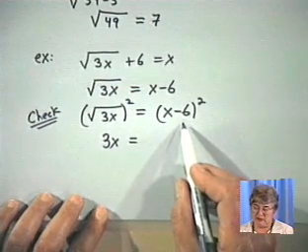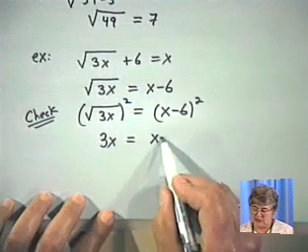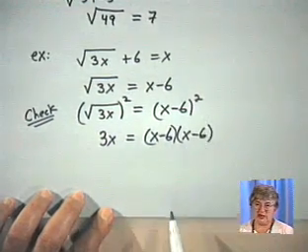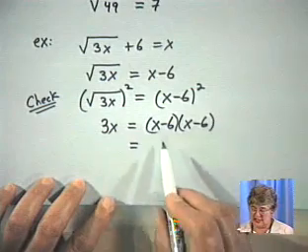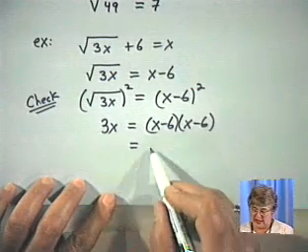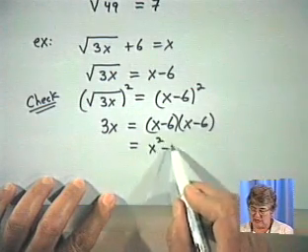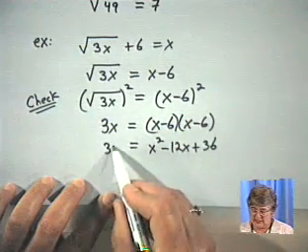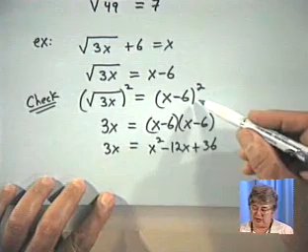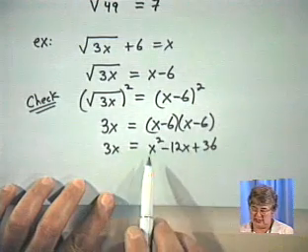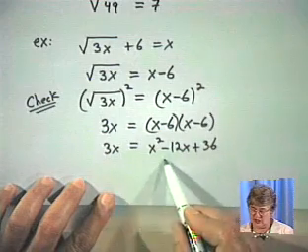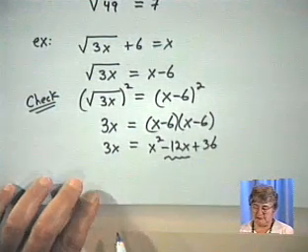Be really careful with binomials. When you square a binomial, it might be good for you to write it as x minus 6, then multiply that out to get x squared minus 12x plus 36. I've seen too many times students squaring a binomial and ending up simply with x squared plus 36 and forgetting the middle term. So the middle term is very important there.